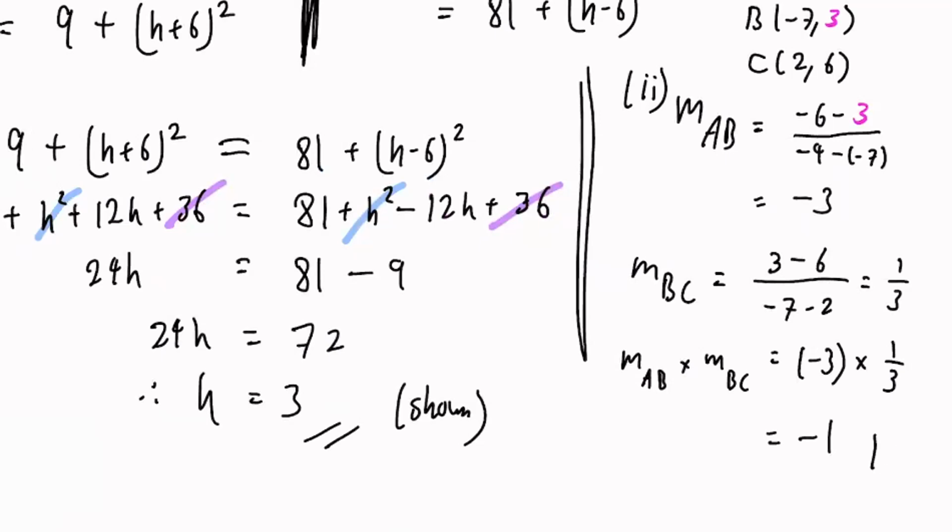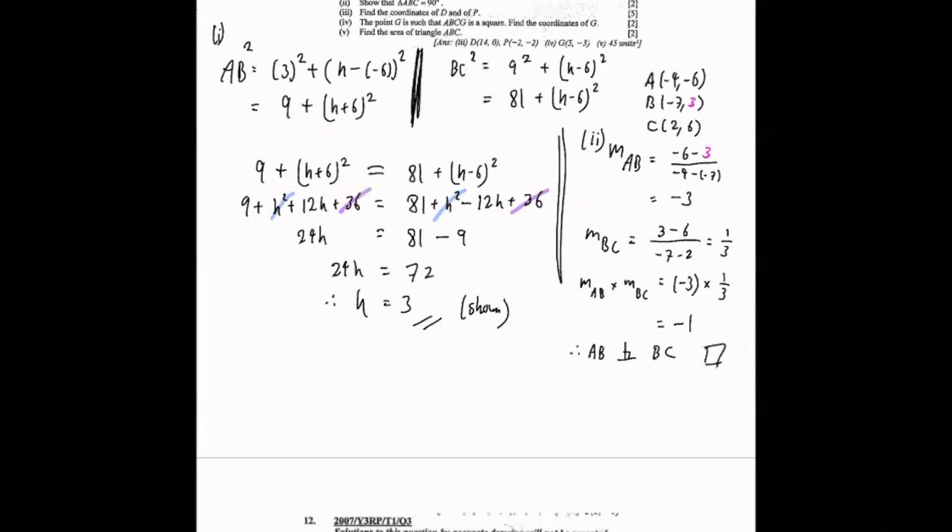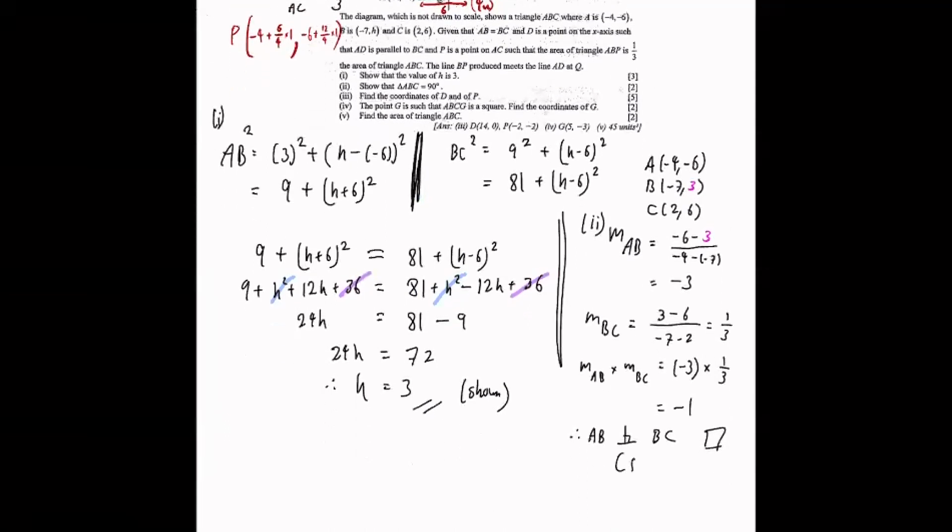Okay, I'll just write down the conclusion now. Therefore, AB is perpendicular to BC. Draw a square box. Square box means you are done. Proven. QED. Shown. This is bracket shown. I don't need a square box. Or you can shade in the square box. Doesn't matter.